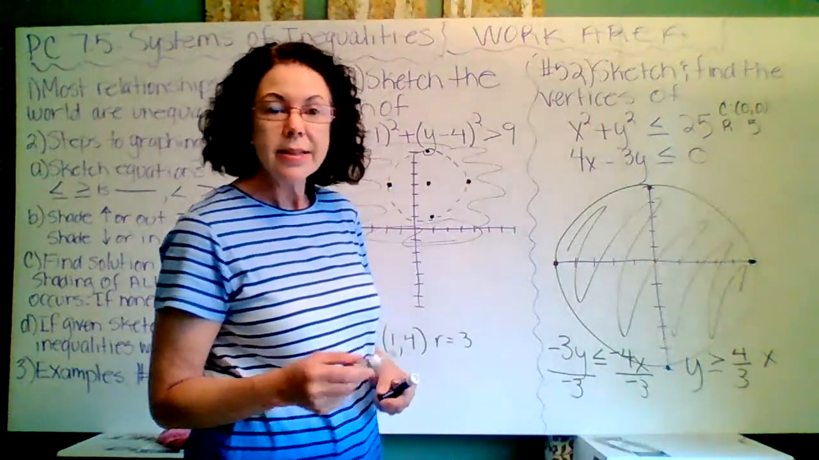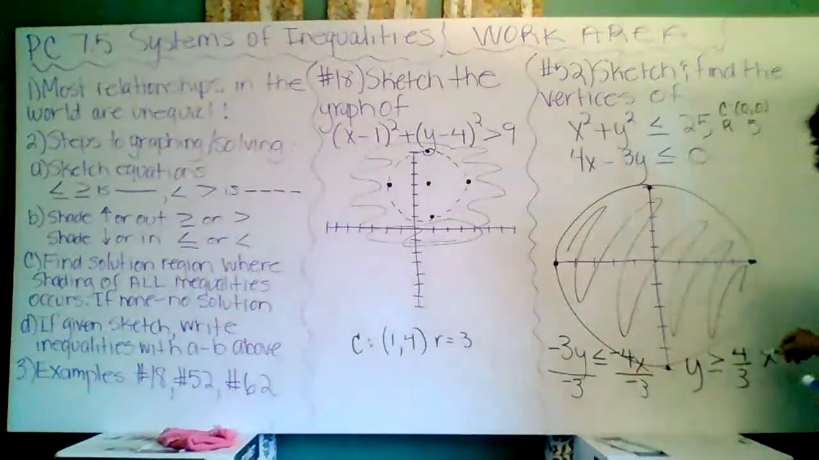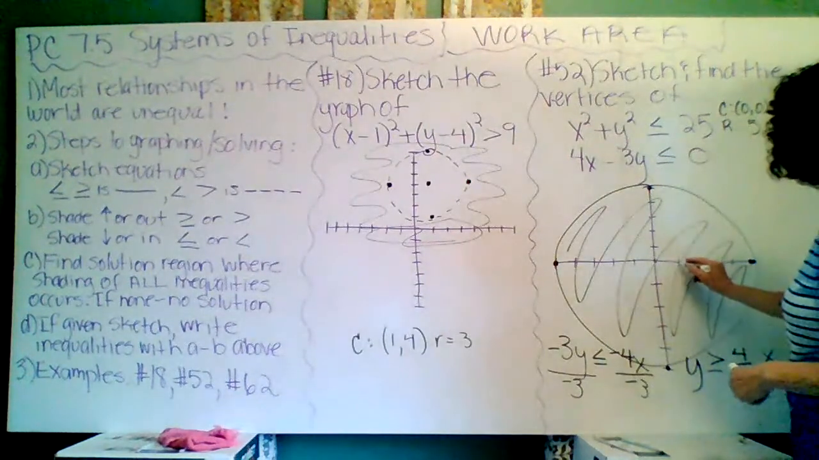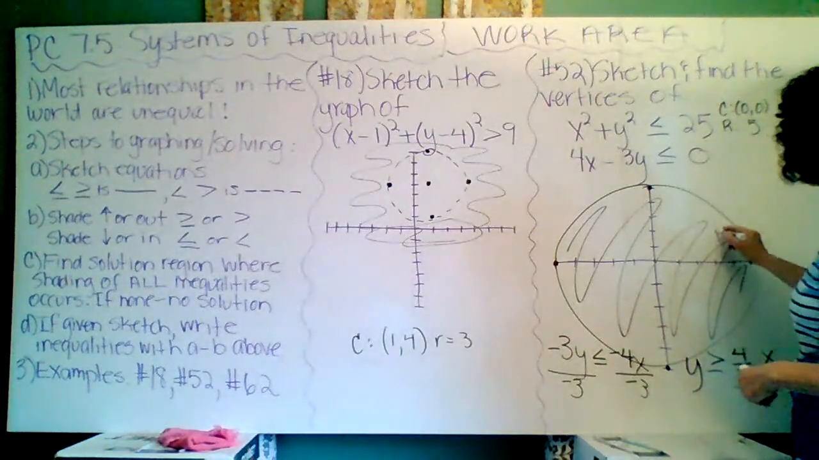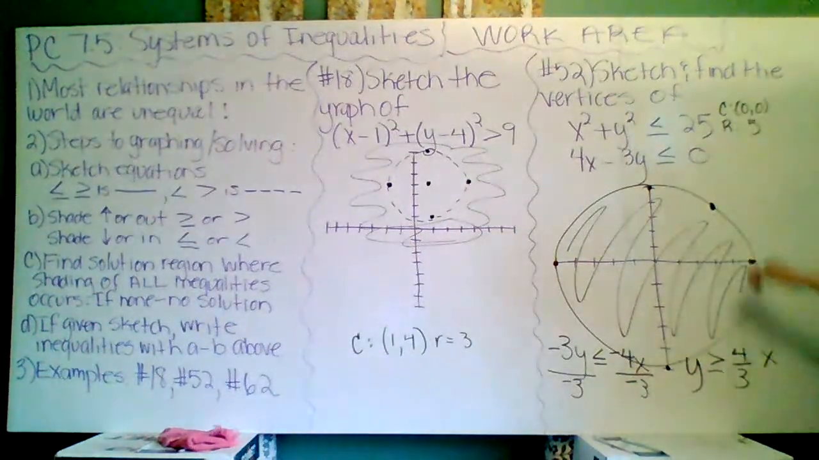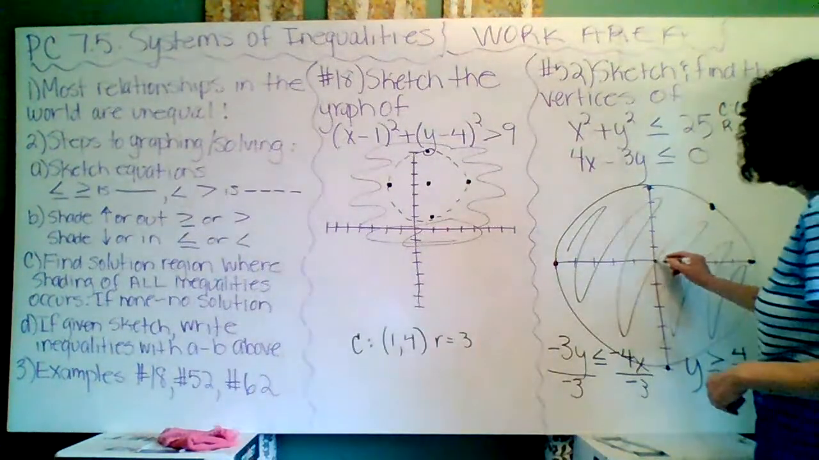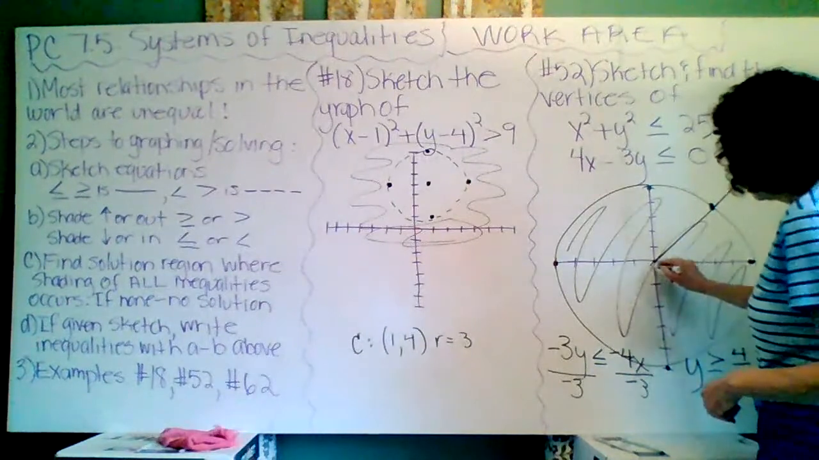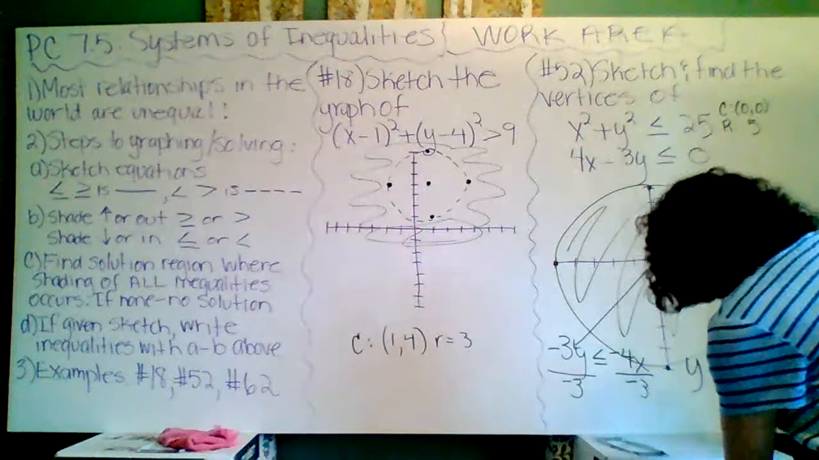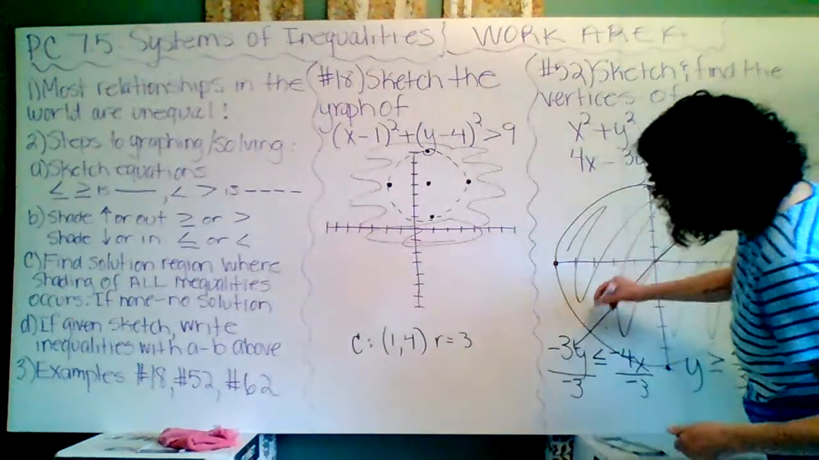All right, so let's start at 0, 0, and I'll do a slope of 4/3. So I will go right 3, up 4. There we go. Now let's draw that line. Notice that it has a solid line, so I'm going to draw it with a solid line. And because it's all the y's greater than that line, I'm going to shade above.